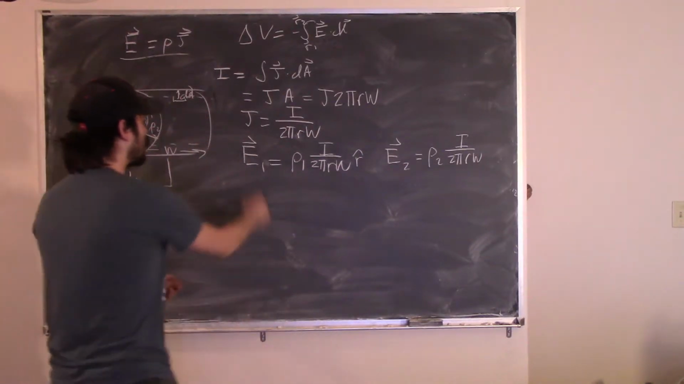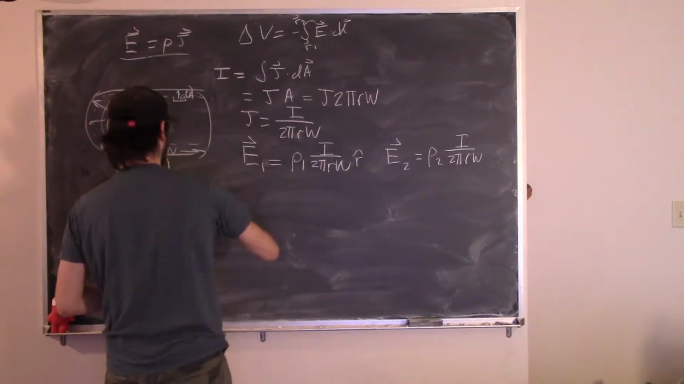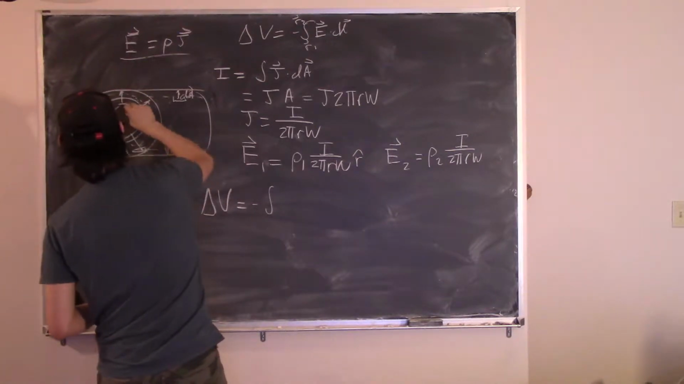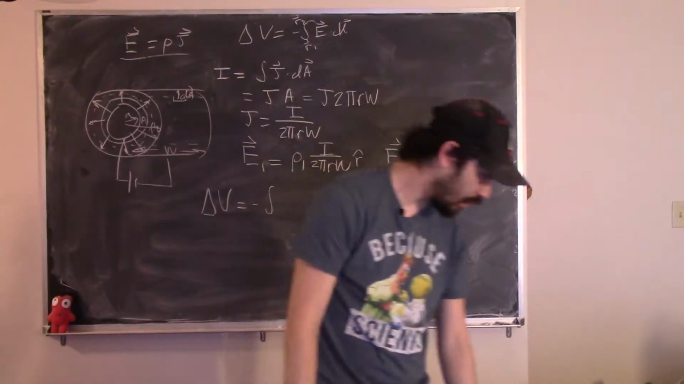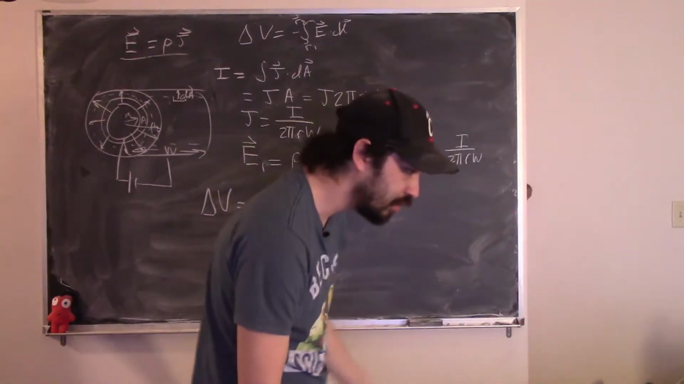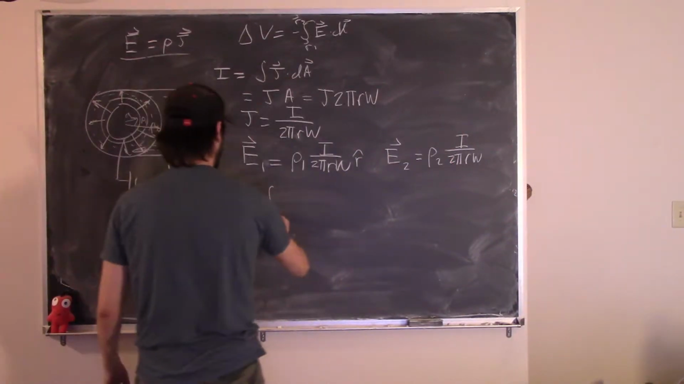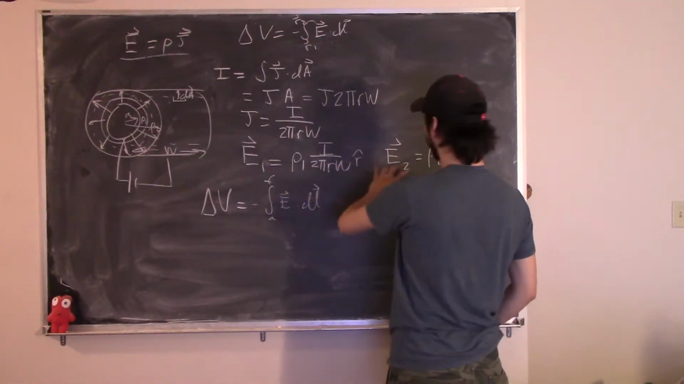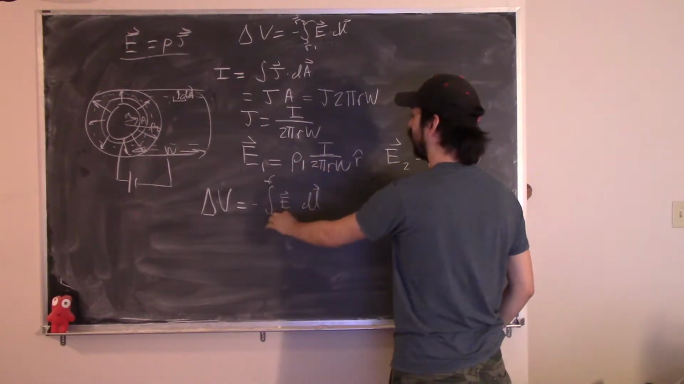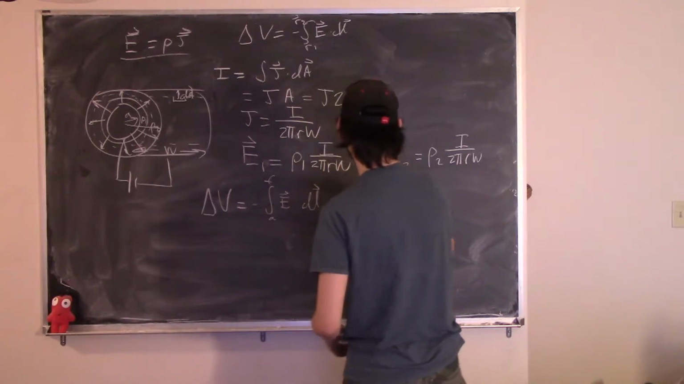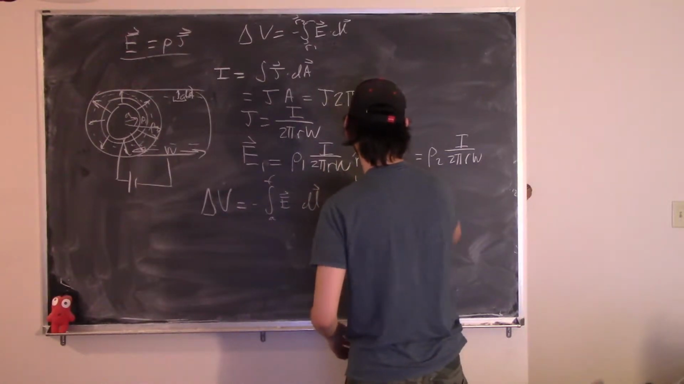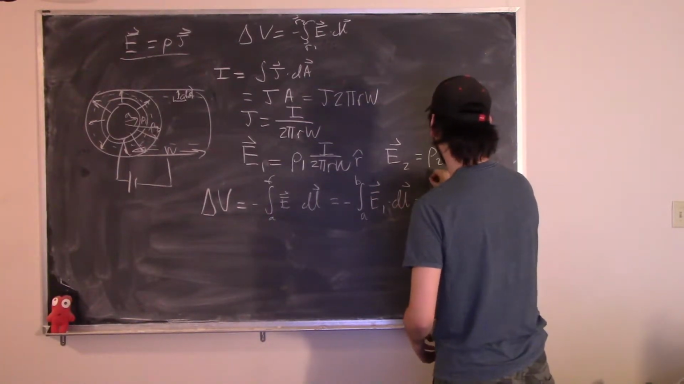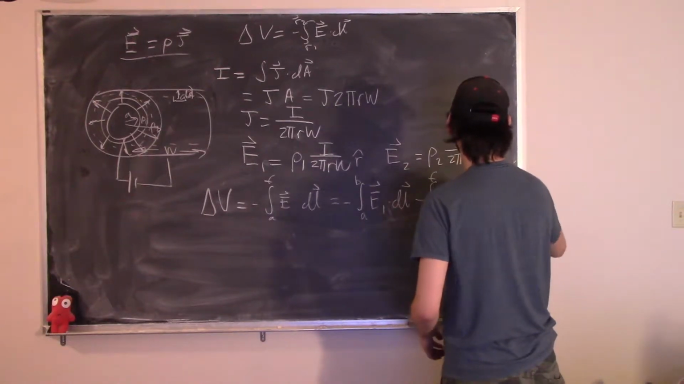Okay, so now what we can do is we can use these two to evaluate our integral. So delta V, what we're really doing is the negative integral from some radius of A to some radius, I believe is F, because reasons. So this is from A to F of E dot dl. But what we realize is, and we already see this, is there are two different electric fields here. And so this integral needs to be broken up. So we have the integral from A to B of E1 dot dl minus the integral from B to F of E2 dot dl.